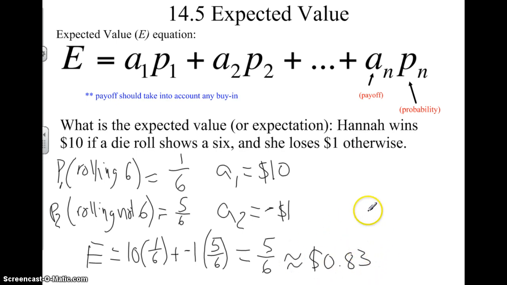cents. And notice how that's not necessarily an option for what she's winning, but it's saying that over time, in the long run, each time she plays, she'll be earning 83 cents on average.